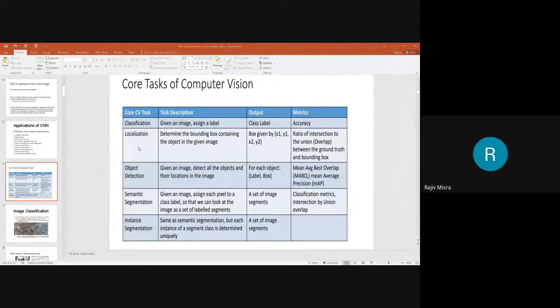There are various other tasks. For example, if one or more objects are there in an image, you have to enclose a bounding box for that object in the given image, and that is called localization. Object detection is that given an image, you have to detect all objects. Maybe in an image you are seeing a cat, a dog, everything inside one image. That is called object detection. In this particular discussion, we are confining ourselves to image classification.